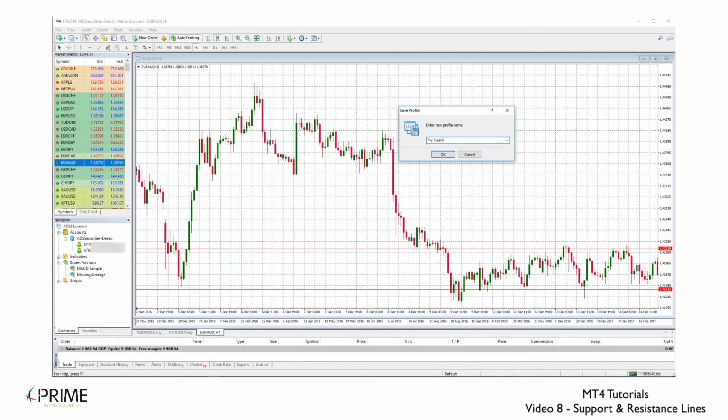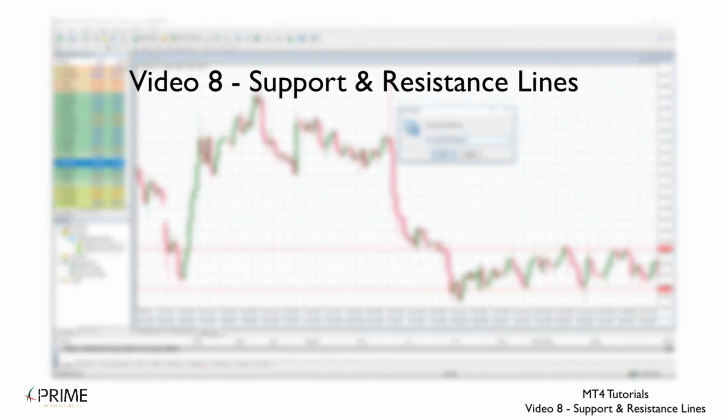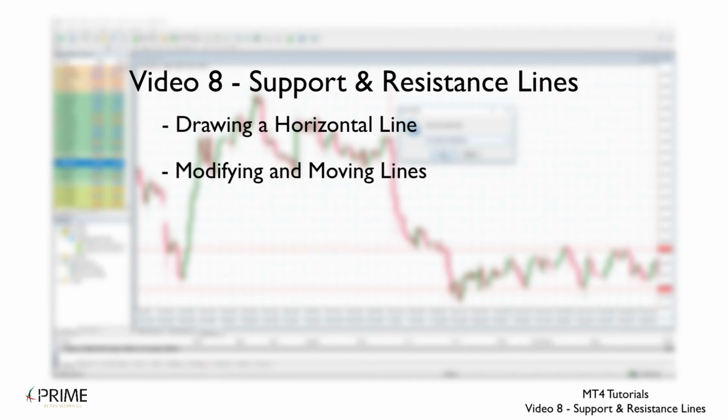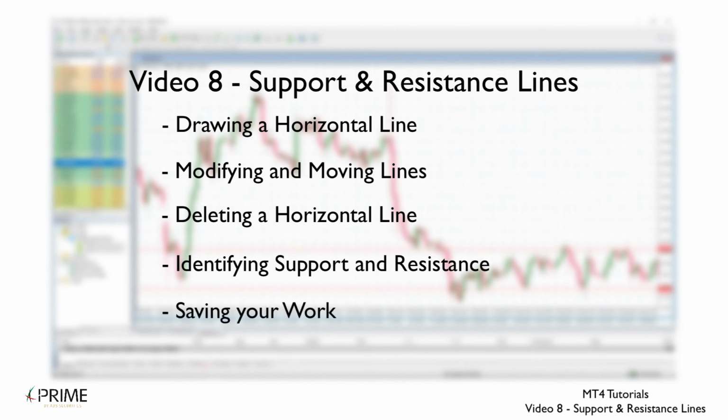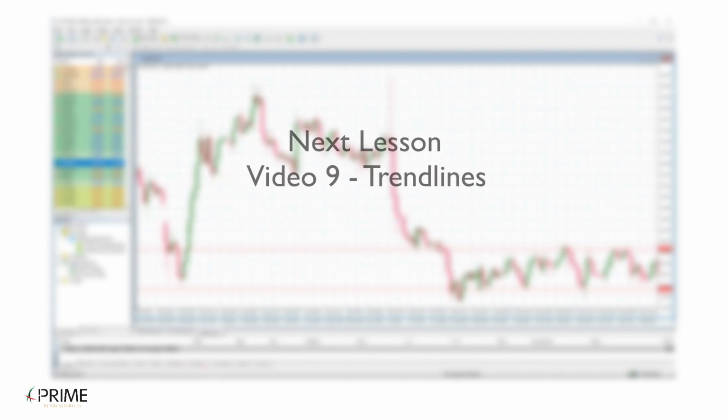In our education series, we will look at how to use these key levels and how ignoring them can be quite costly. To review, in this lesson we covered drawing a horizontal line, modifying and moving lines, deleting a horizontal line, identifying support and resistance, and saving your work. In the next lesson, we will look at drawing trend lines.